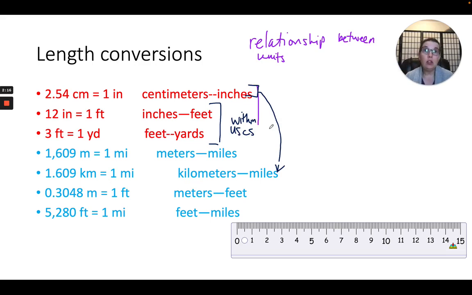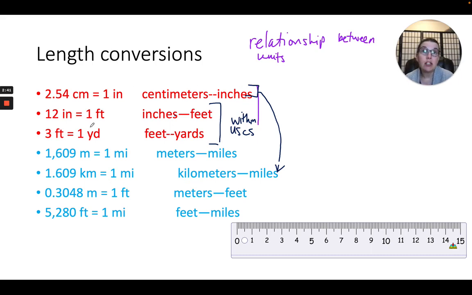Because you've already learned how to convert within the metric system, which is really easy because all you have to do is move the decimal point around, like King Henry died by drinking chocolate milk. But if we have a metric unit and we want to convert it to the US customary or vice versa, we have to use one of these conversion factors. So you need to write these down.